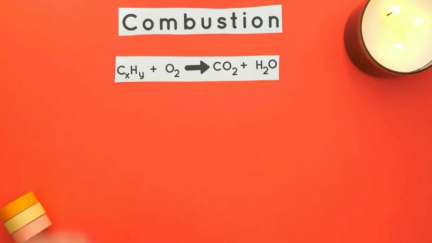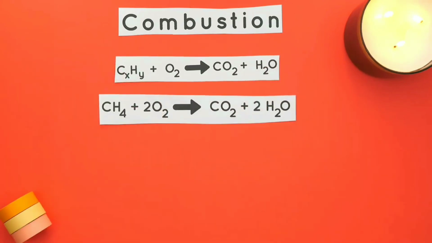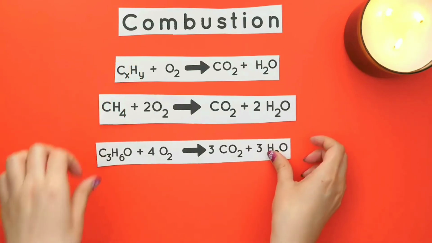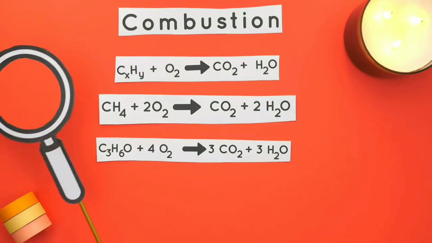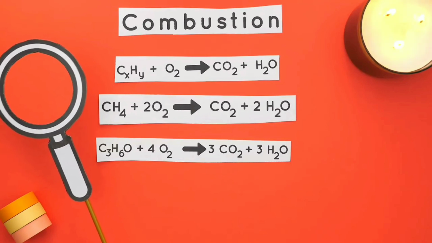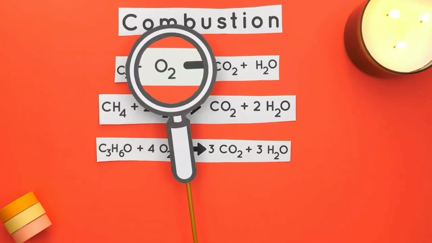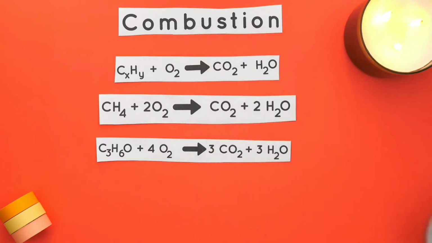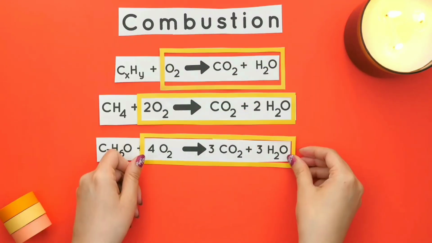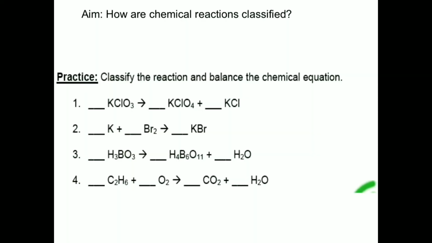The general equation, and here's our example, where our first reactant consists of only carbon and hydrogen. Or we can have our first reactant consisting of carbon, hydrogen, and oxygen. Your biggest clue that something is a combustion reaction is that the second reactant is O2, and our products are carbon dioxide and water. These never, ever change. Can you classify these reactions?